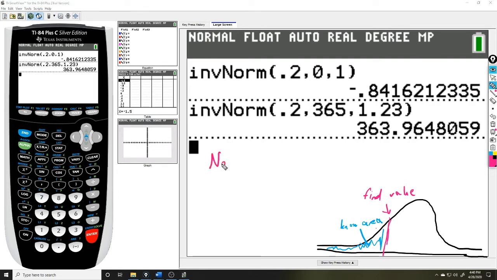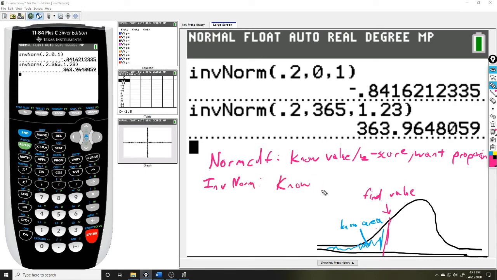So just to recap, normal CDF is if we know a value or a z-score, and we want a proportion or percentage. And then inverse norm is if we know a proportion or maybe a percentile, and then we want the value or z-score. Okay, that's what each of these are for. They're kind of the opposite of each other. Depends on which thing you're given.